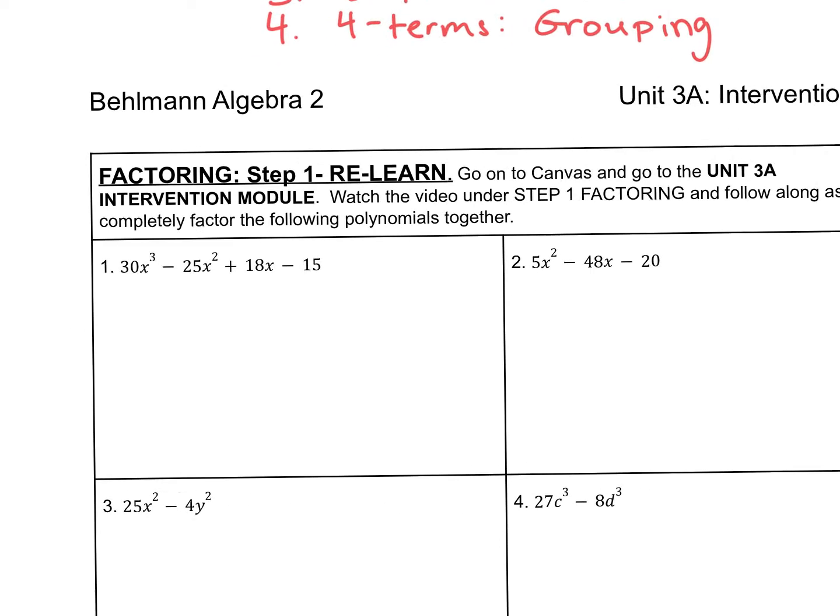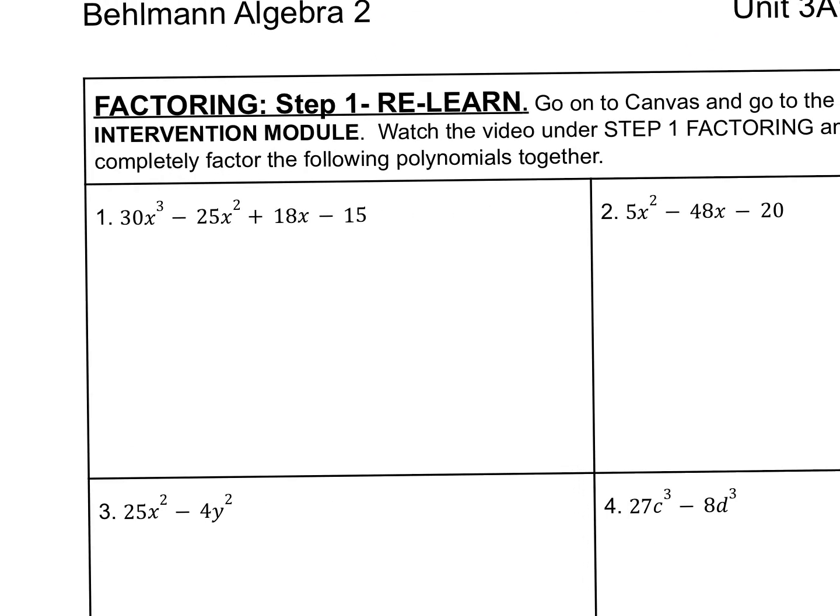If we look at number one, count how many terms there are. There are obviously four, so we know we're going to have to do grouping. Okay, and we do want to check and see if there is a GCF here. So 30, 25, 18, 15, do they all have anything? I don't think they do. But at least we checked, because we do have to do that. Sometimes there will be one. And then we look to see if each of them have a common variable, and they do not, so no GCF.